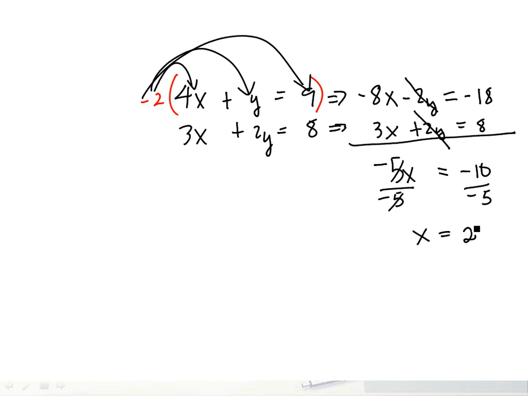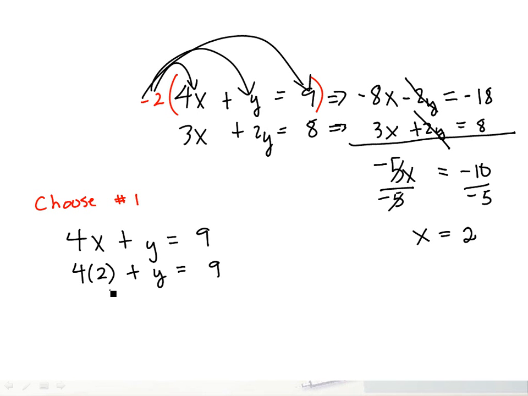Then we're going to choose either the first equation or second equation. I want to choose the first equation. Alright. 4x plus y equals 9. And I'm going to substitute in 2 for my x, since that's my answer. Get 8 plus y equals 9. Subtract 8. We get y equals 1. So the answer is 2, 1.